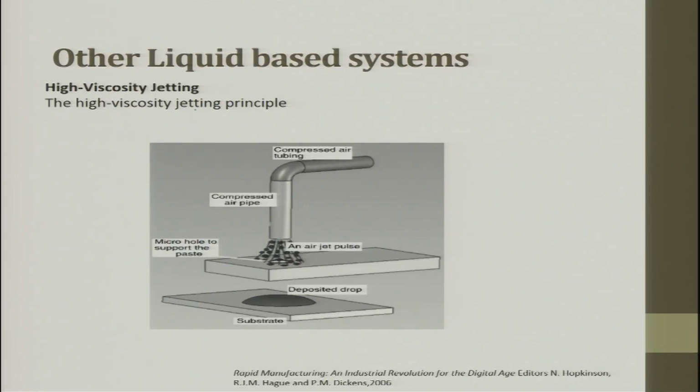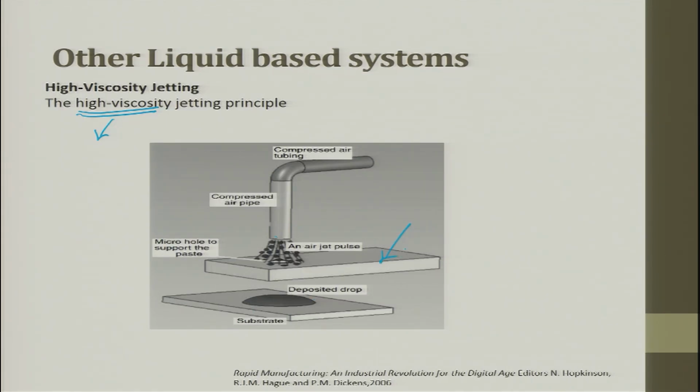The high viscosity jetting principle. What is the challenge is the high viscosity. The viscosity is a challenge wherein you have to apply compressed air, and this compressed air comes through the tubing, the compressed air pipe, and then you see an air jet pulse is given. So, micro holes to support the plates. So, you see these are the holes through which the jet falls down, and then this gets deposited.